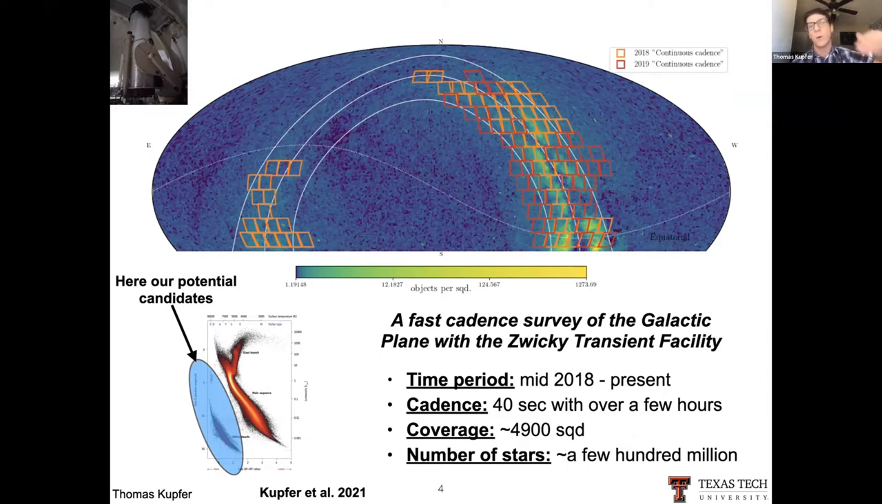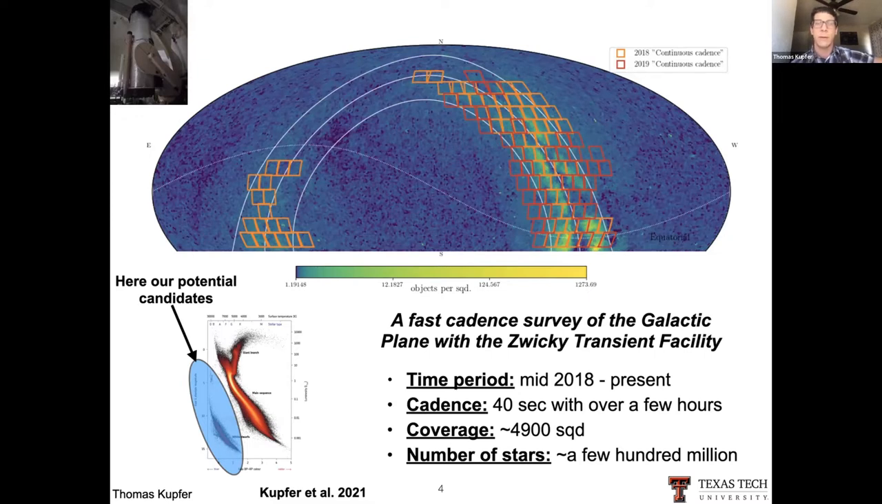We went to a field, shown here in these squares, and observed it repeatedly for 2 or 3 hours. Then we looked for periodic changes within these 2 or 3 hours. Everything which changes within 2 or 3 hours is potentially a very compact system detectable for LISA. Everything which is not changing on this time frame is probably something else. So that was a survey specifically to find these sources. It started in 2018, was ongoing for a few years, and I think it's still ongoing. This plot is a bit old already. It is from the paper I published, but by now the entire galactic plane is filled, and we have a lot of stars.